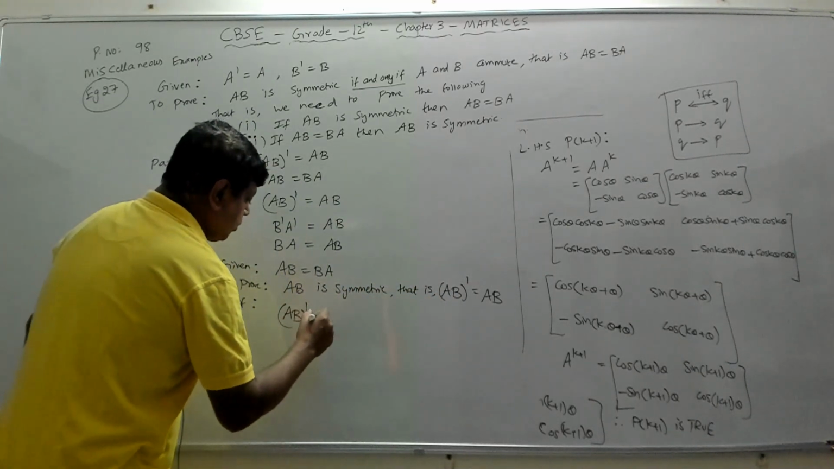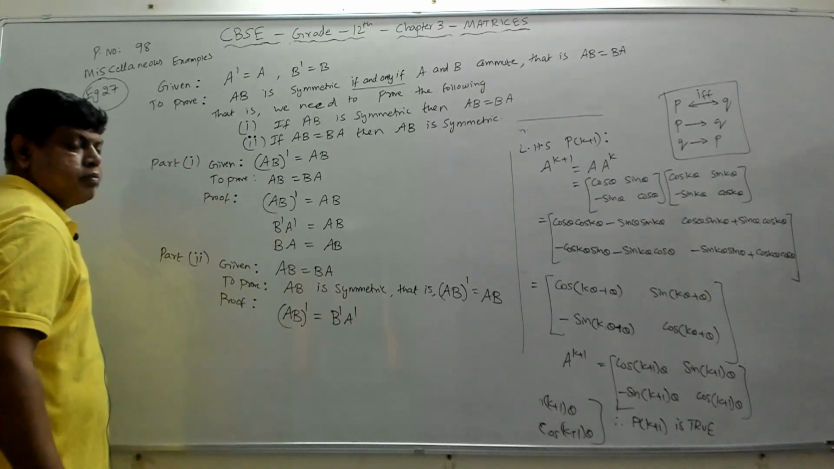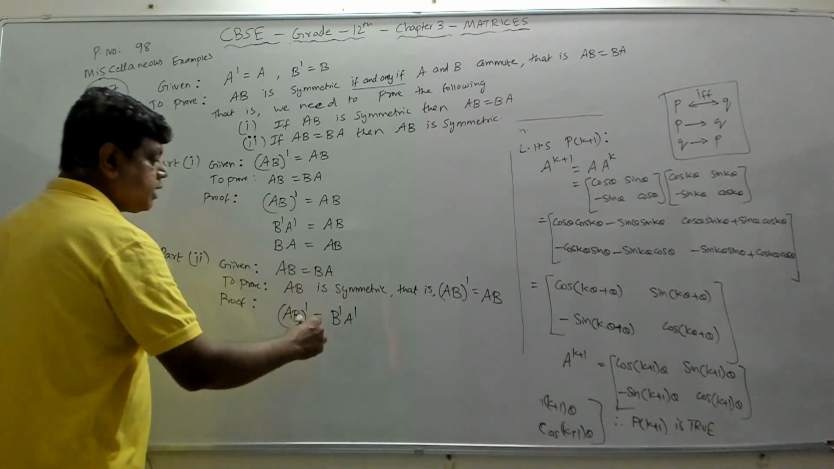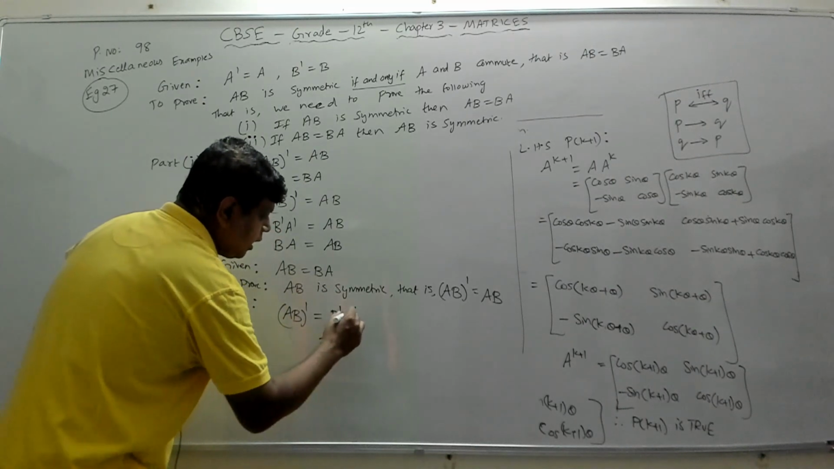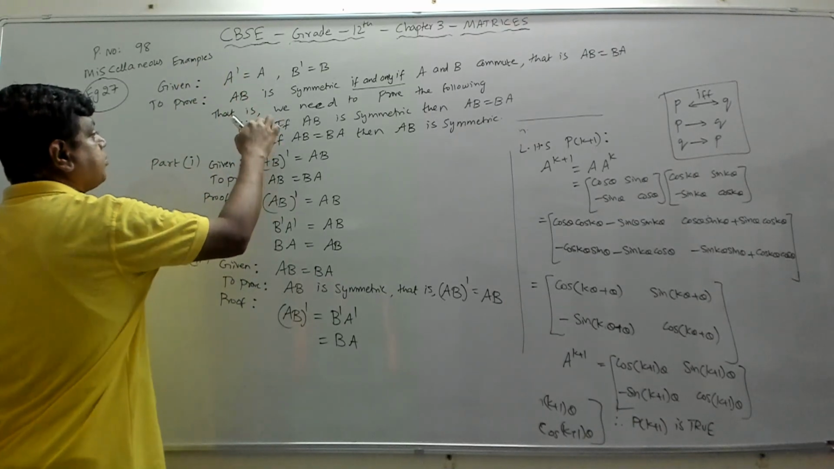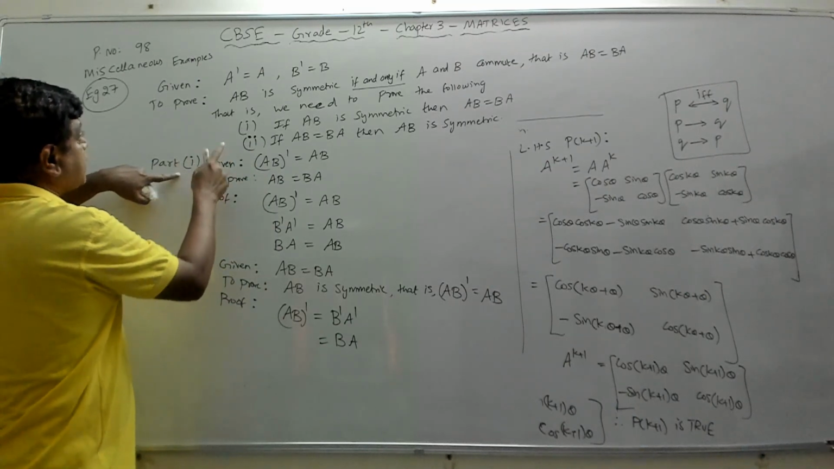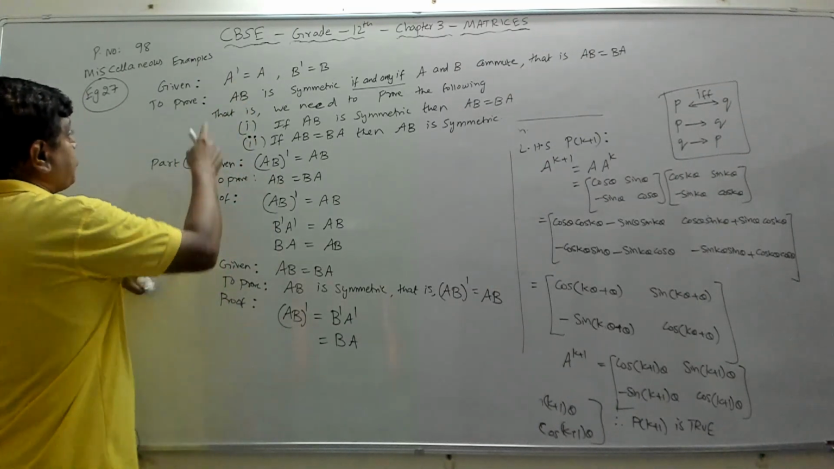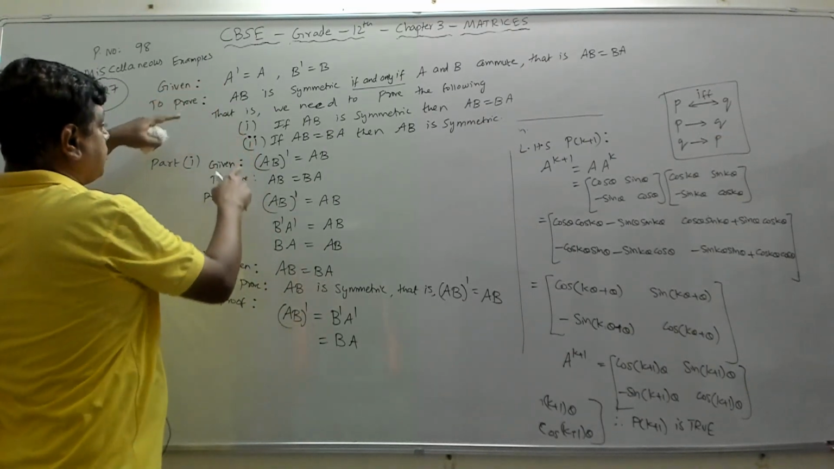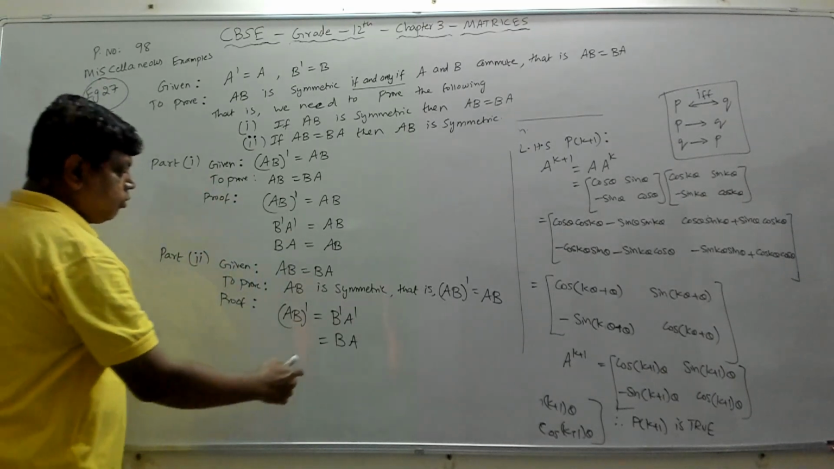So AB transpose equal to, AB transpose is what? As per the properties of transpose, B transpose A transpose. As per the properties of transpose, AB whole transpose is B transpose A transpose. But B transpose is B and A transpose is A because A and B are symmetric matrices. This given is for both. But this given is only for part 1. So for part 1 there are two things given. Part 2, this is given and this is given. So this given is common to both. But this given is only for part 1, this given is only for part 2.